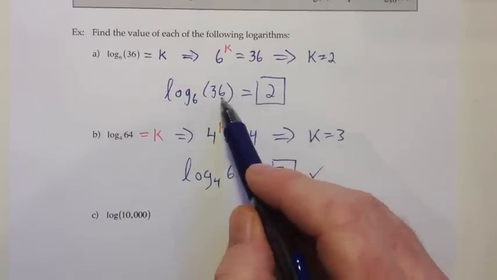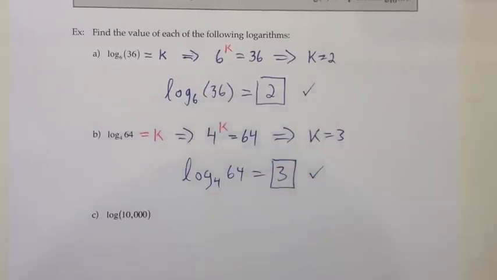And 6 squared is 36. Check. So whenever you're trying to evaluate a logarithm, you're trying to think, what exponent would I put on the base to get this inside number? So just a slightly trickier version of that would be this log of 10,000.